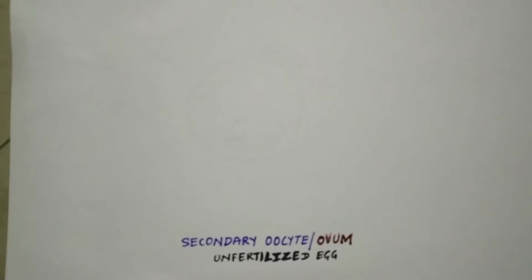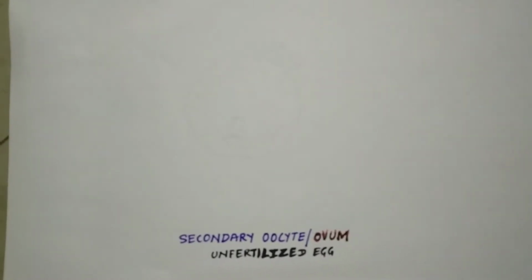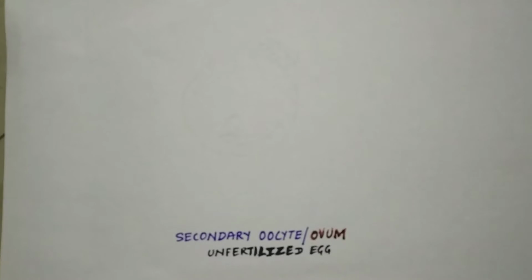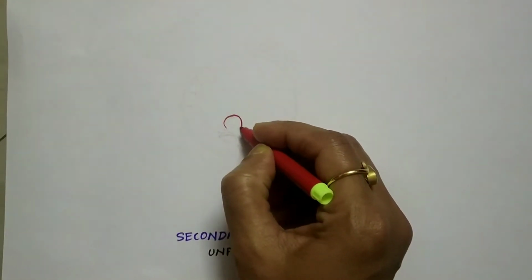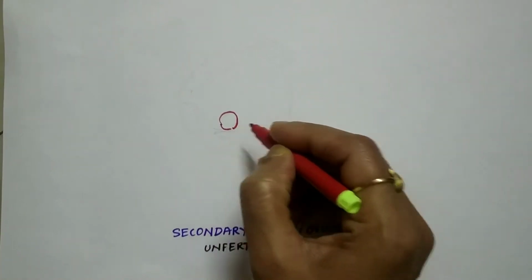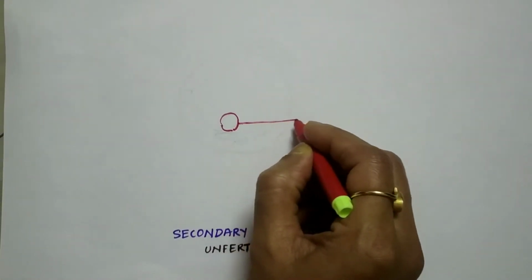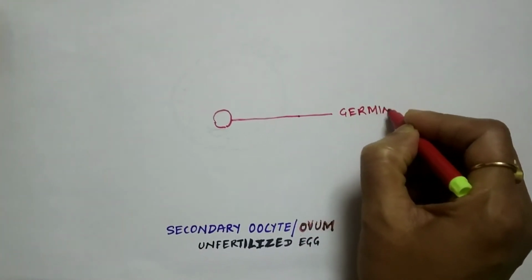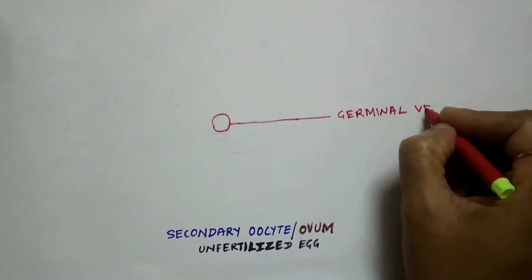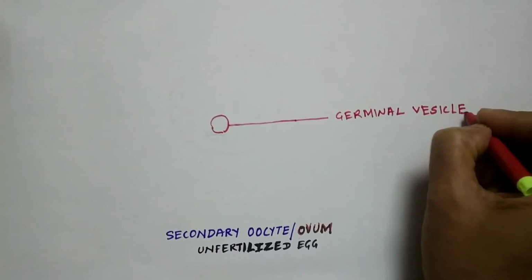Hello students, we are going to see the structure of secondary oocyte, which is also called the ovum, or it is also known as unfertilized egg. It is a rounded, non-motile and haploid female gamete. The nucleus of the egg appears large and is called germinal vesicle.